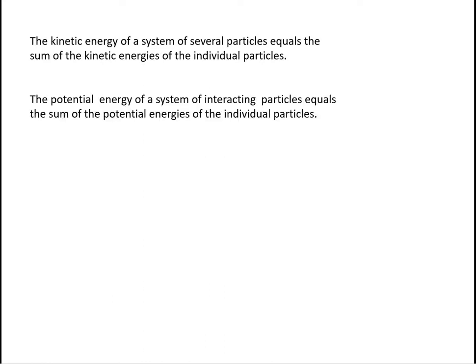The kinetic energy of a system of several particles equals the sum of the kinetic energies of the individual particles. True or false? The same type, but potential energy of a system of interacting particles equals the sum of the potential energies of the individual particles. The SI unit of both energy and work is joule.